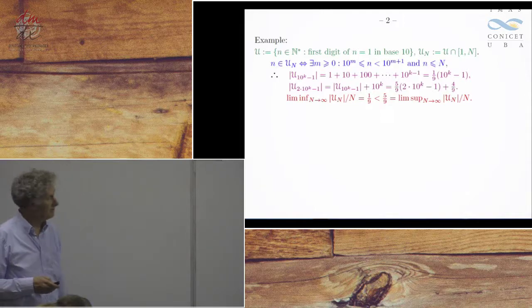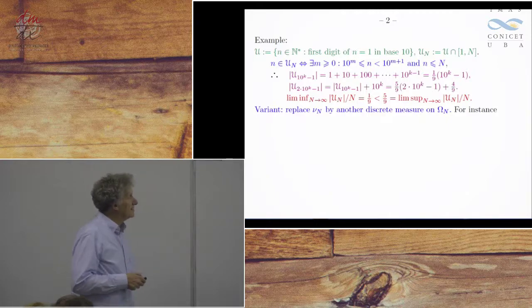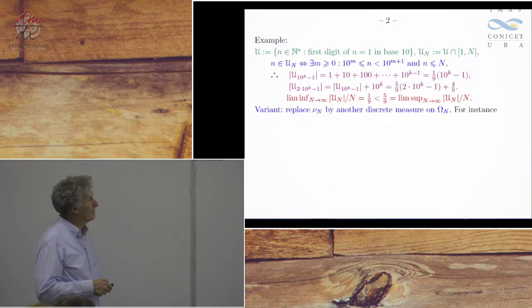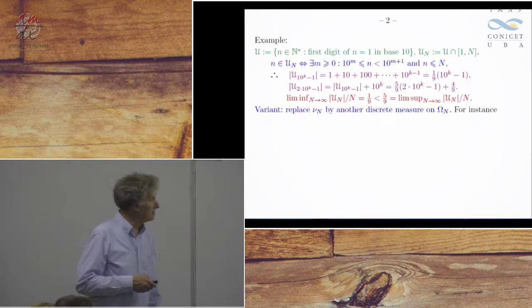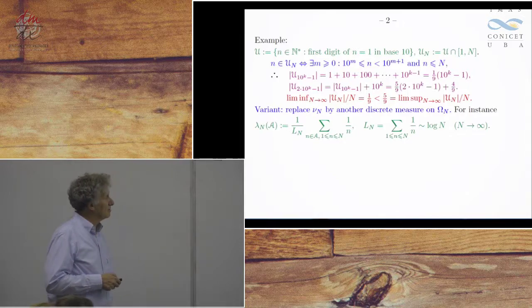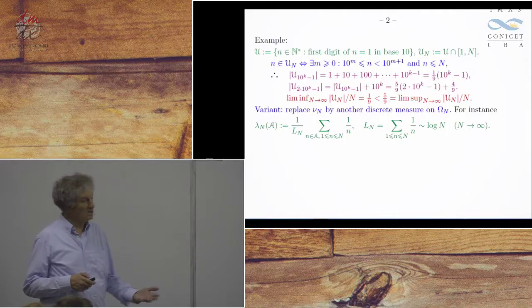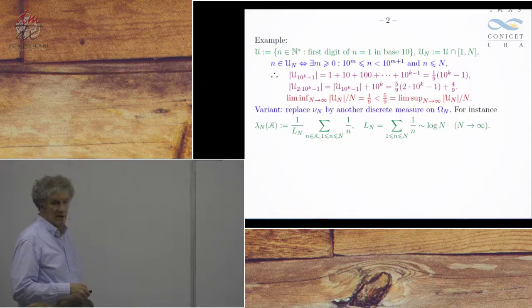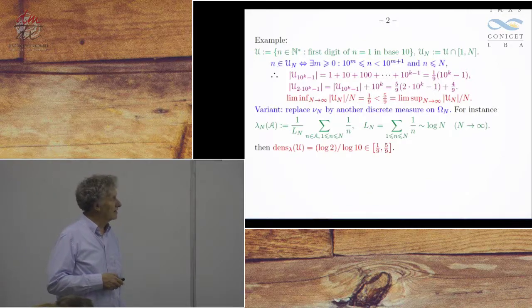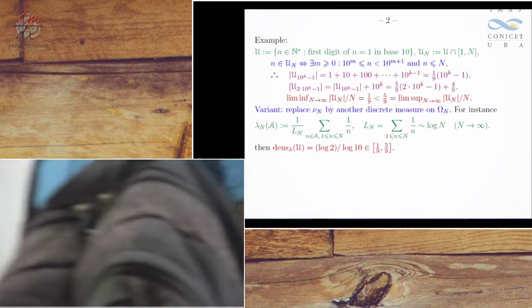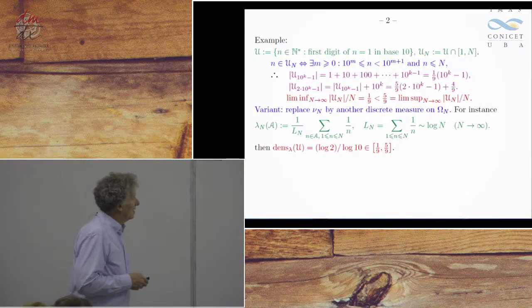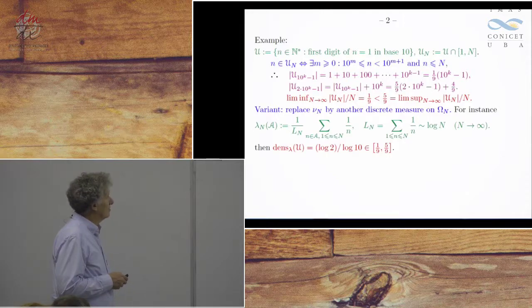But if we replace this measure by another discrete measure, then we may get a density. For instance, we can take what is called the logarithmic measure. So we assign weight 1 over n to the integer n, and of course we divide essentially by log n. In that case, the density is equal to log 2 over log 10, which is of course between 1 over 9 and 5 over 9. And this is a general result.